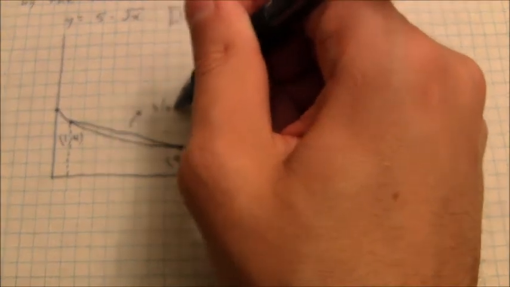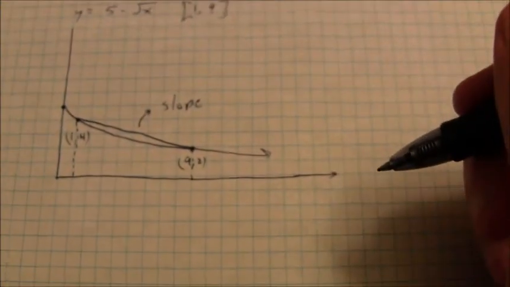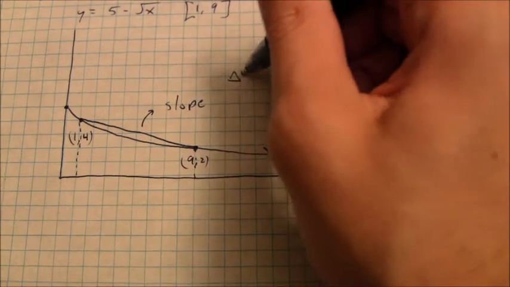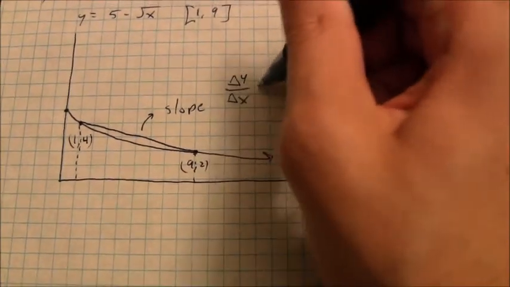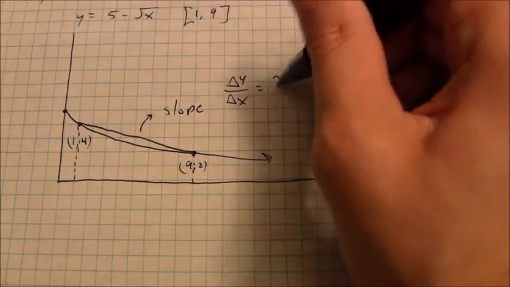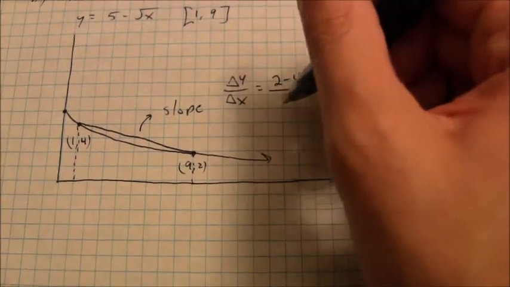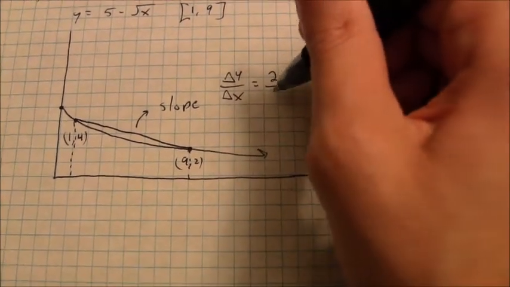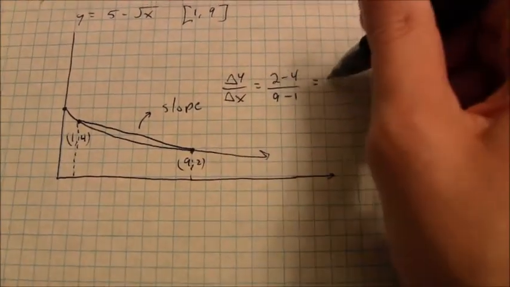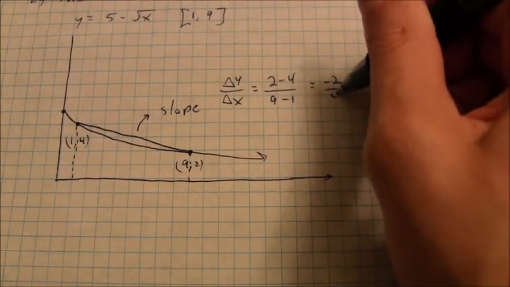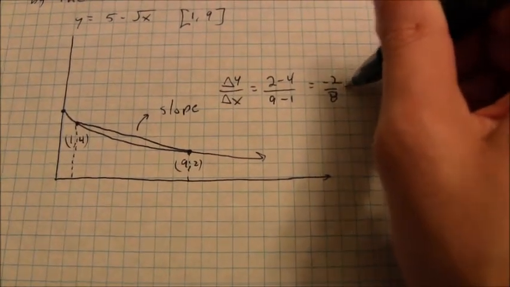and I need to find its slope. Slope of course is change in y over change in x. In this case the change in y is going to be 2 minus 4. The change in x is going to be 9 minus 1. That ends up being negative 2 over 8, which is negative 1/4.